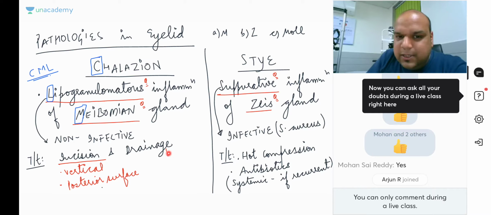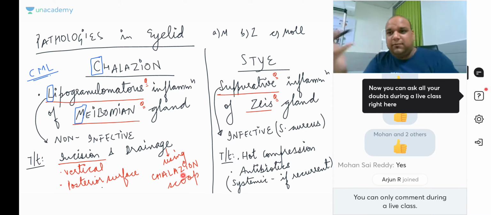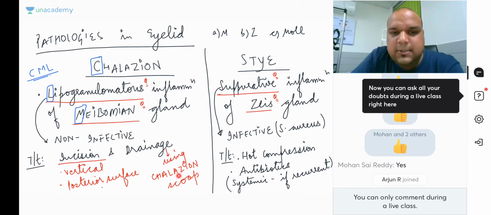Then drainage is done using a chalazion scoop. I hope all of you have seen a chalazion scoop, guys. If you haven't, then probably I will show you a photograph in the next session, or I'll post that as a question in TND or whatever. It's just an ice cream scoop, a very miniature form of ice cream scoop. So this is your treatment basically.